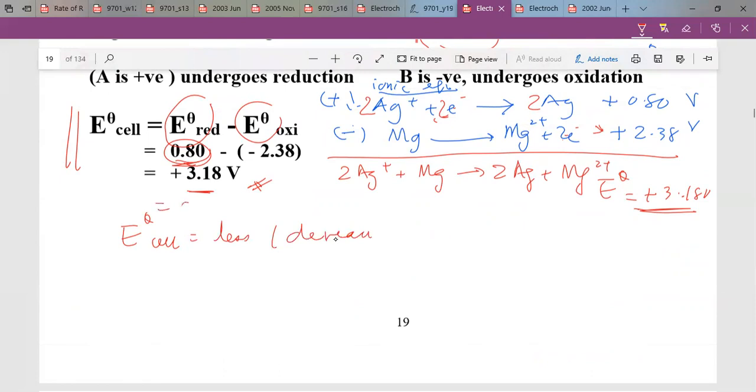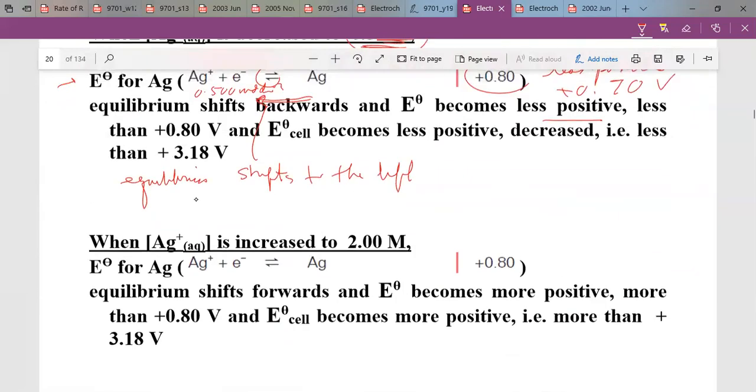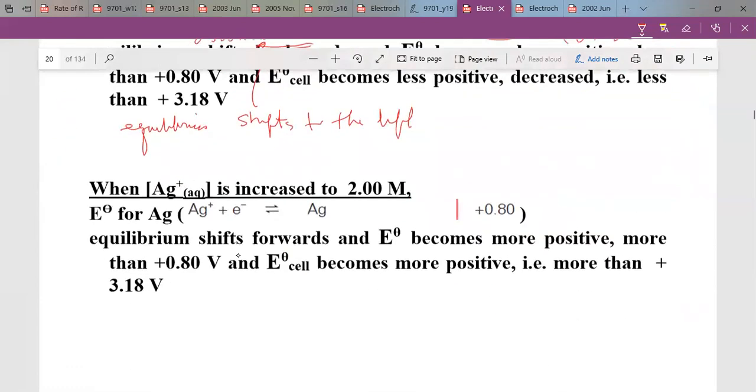That means this equals 0.70 plus 2.38, which of course is less. So it becomes 3.08, compared with positive 3.18, so it becomes less, it decreases. So this is how you argue it. You must use Le Chatelier's principle. Now, another one, because this one is positive, if I decrease this one here, you shift backwards.